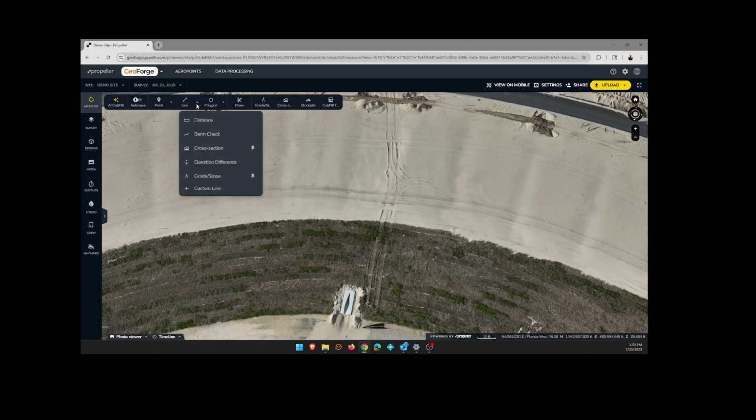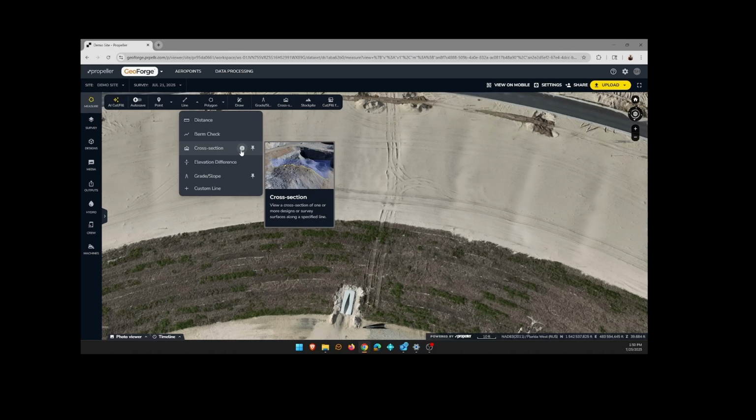The line's got a few more than a point, starting with basic distance. We can draw a line between two or more points and then measure the total surface distance, point to point difference, and the horizontal difference. We can do a berm check. This is probably more along the lines of mining, but you may have this for safety berms, bunds, windrows, or other barriers. You can draw that line across the barrier and calculate the height and the width to make sure it's where you need it to be.